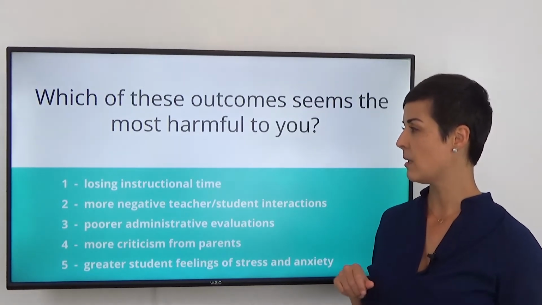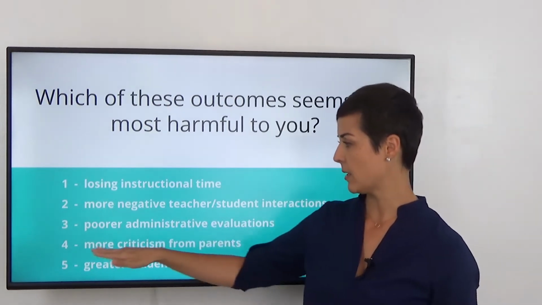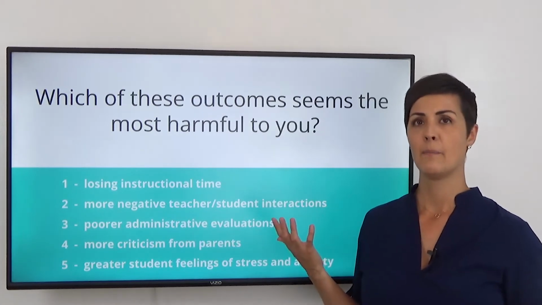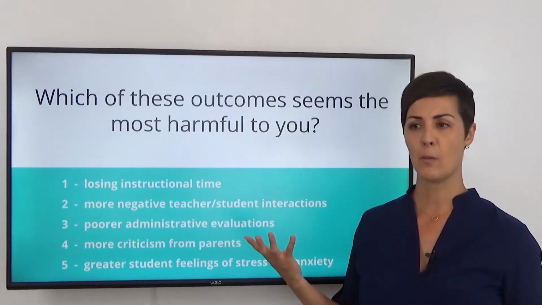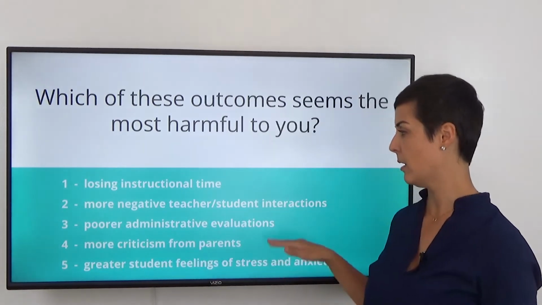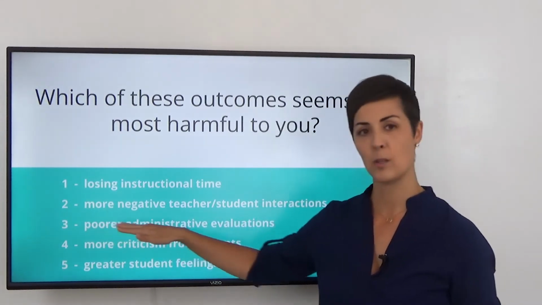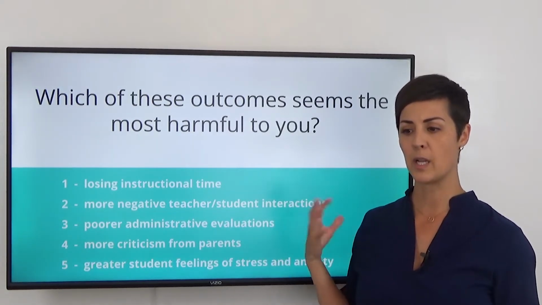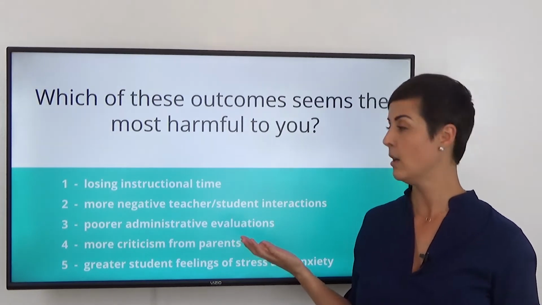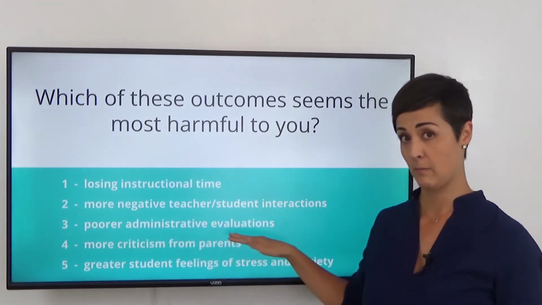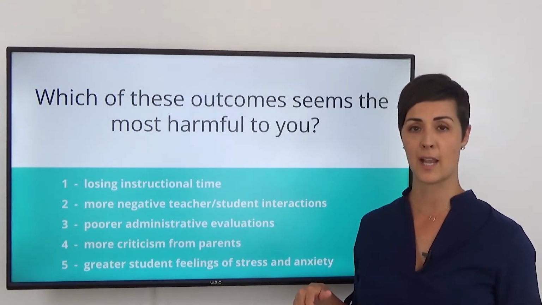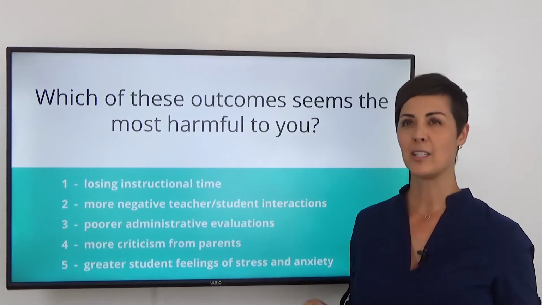What's interesting to me in working with teachers is that they almost always tend to say number 5, greater student feelings of stress and anxiety. And I think it's because they don't want their students to feel that way. So this is the one they pick, but number 3 is actually the one that tends to impact them the most. The number one reason teachers are let go, at least in our district, is because of poor classroom management skills. So it may not seem like poor administrative evaluations are such a big deal compared to greater student feelings of stress and anxiety, but that's the one that actually tends to impact teachers more than any of the others.